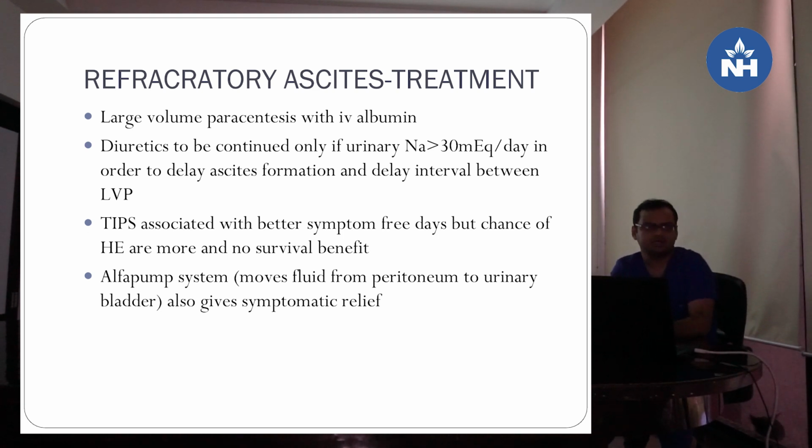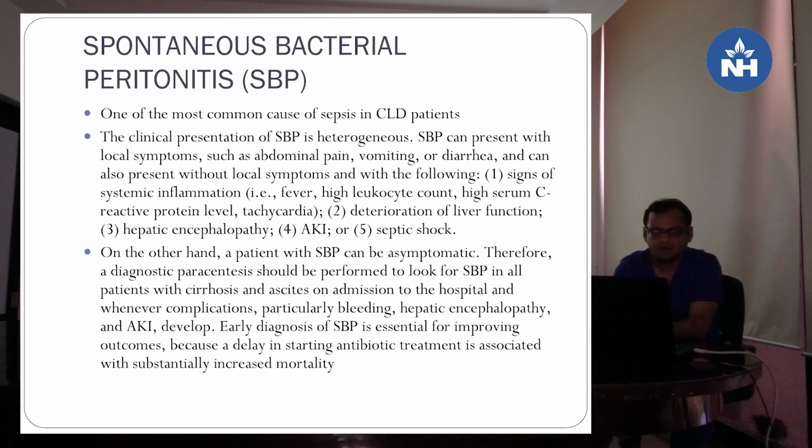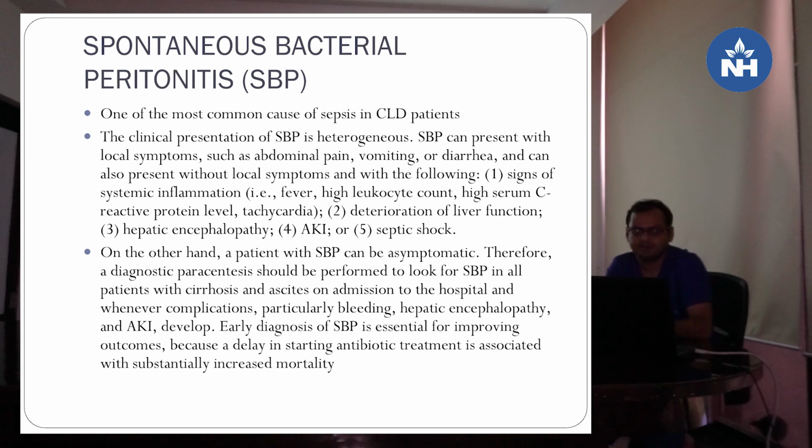So we usually use diuretics for the treatment of ascites, but we have to keep in mind that with the use of diuretics, chances of AKI, hepatic encephalopathy, and electrolyte imbalance are more. Now we come to spontaneous bacterial peritonitis, one of the most common causes of sepsis in CLD. Along with UTI, spontaneous bacterial peritonitis is the most common cause of sepsis in CLD patients.